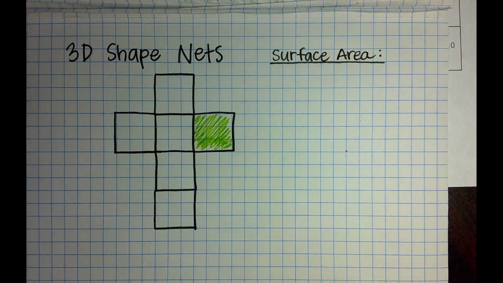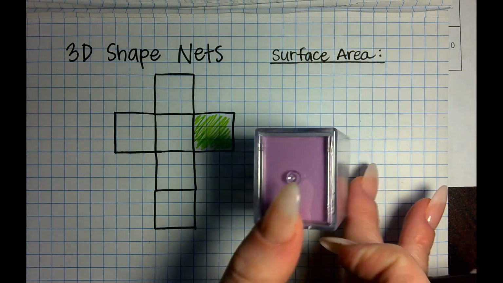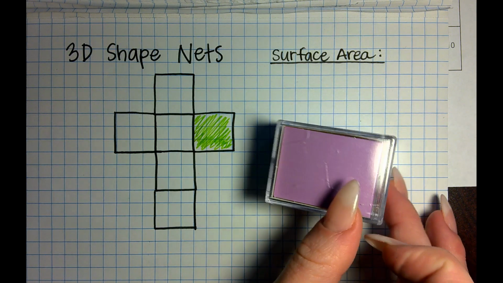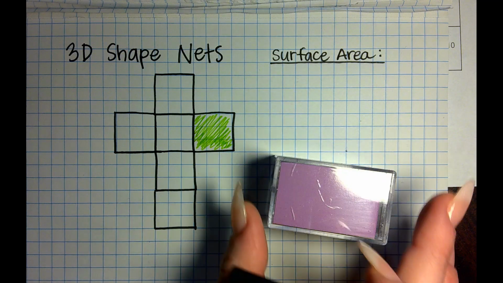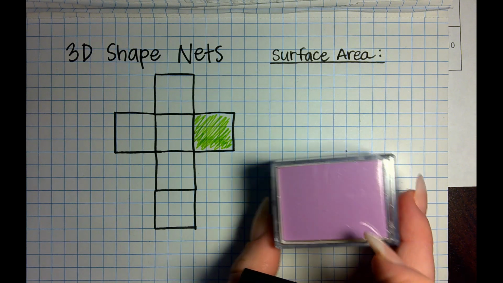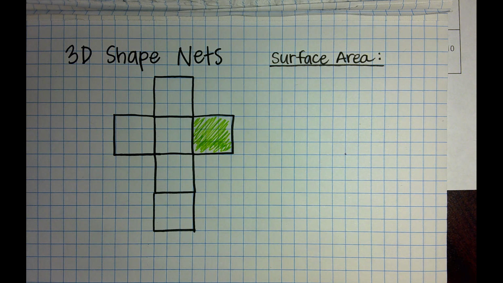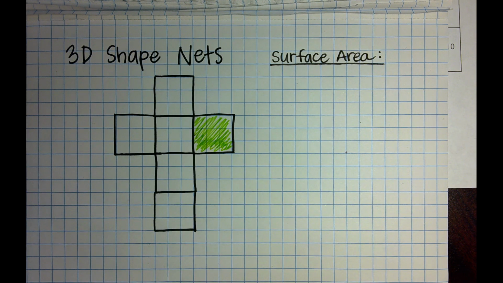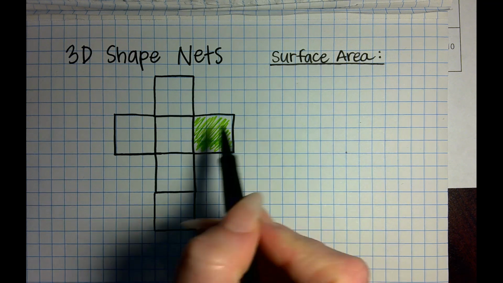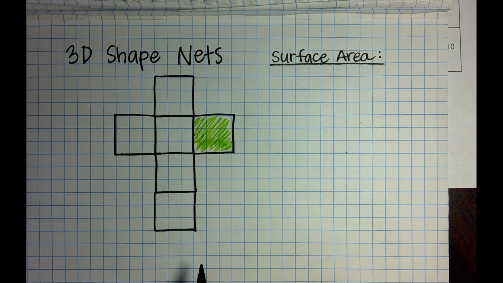Now, if you have something like a rectangular prism, which would be like this, then all of your faces, the flat parts, are not the same. Some of them are bigger, some of them are smaller, so you would have different calculations to make. So surface area is the area of each of the sides added together.